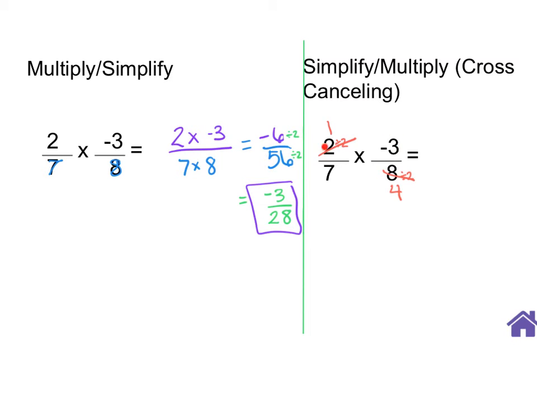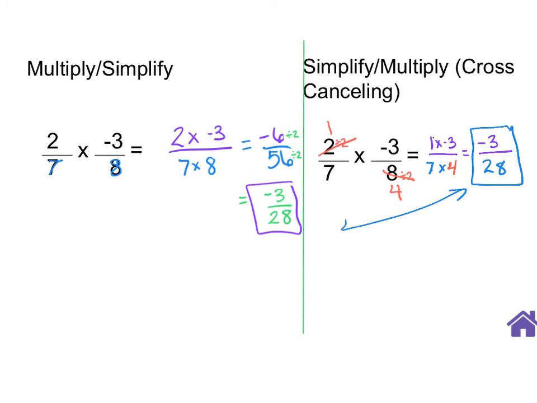So now I'm going to multiply 1 times -3. So 1 times -3 would be the numerators, and then my denominators would be 7 times, in this case, 4, okay, on the bottom. Now, the top one, I have 1 times -3, which would be -3. Remember, a positive times a negative is a negative. And then I have 7 times 4, which is 28. And we would get the same answer.